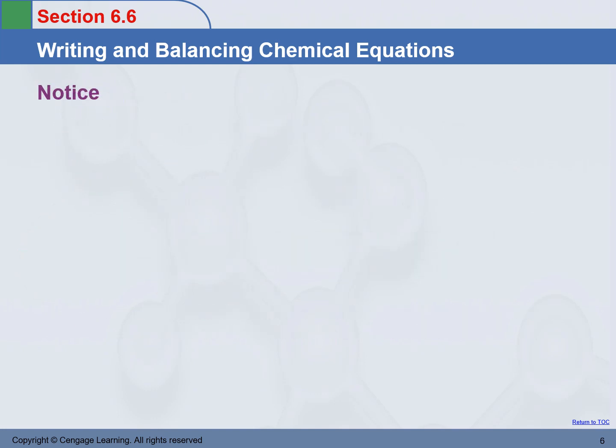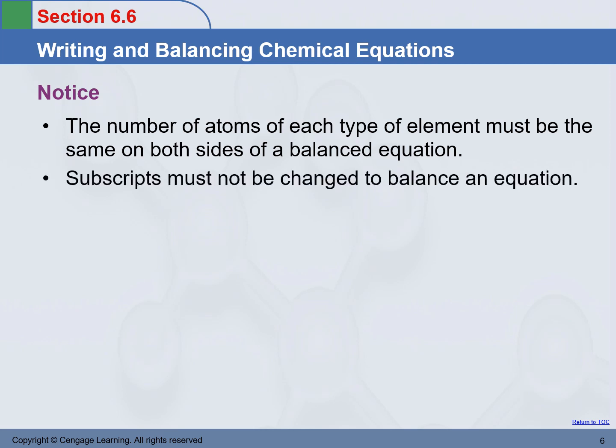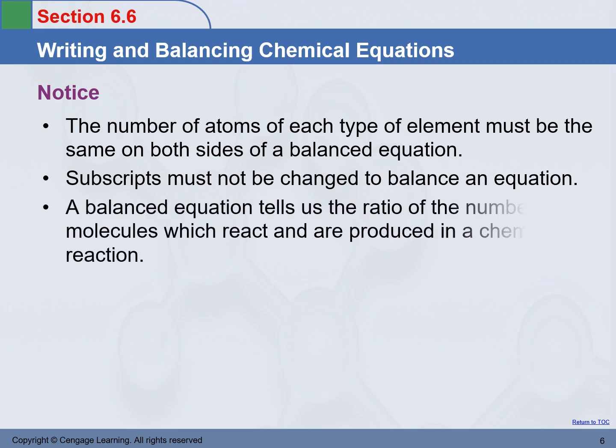A quick review of this episode, then we're done. The number of atoms of each type of element must be the same on both sides of the reaction. Yes, we know that. Subscripts must not be changed to balance the equation. Yeah, we know that. We just discussed that. A balanced equation tells us the ratio of the number of molecules which react and are produced in the chemical reaction. We just talked about this. You can say either the ratio of the number of molecules, or formula units, or the molar ratio of the substances.